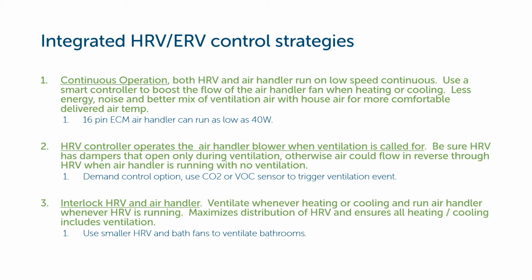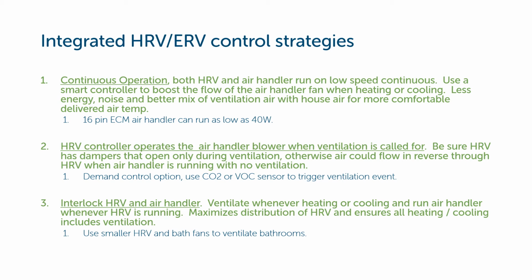Number 2, the HRV controller operates the air handler blower only when ventilation is called for. So be sure the HRV has dampers that open only during ventilation. Otherwise, air could flow in reverse through the HRV when the air handler is running. So we don't want to be pushing our heated air outside when the air handler is running if the HRV is not running. So you can use demand control options for this, like to trigger the ventilation events using a CO2 or VOC sensor.